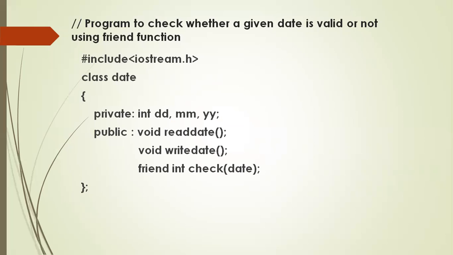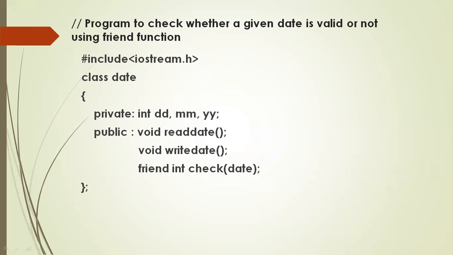And the next one is, if it's February and it's a leap year, in that case, the date value should be maximum 29. If it's February and not a leap year, in that case, the date value should be less than or equal to 28. If any one of these conditions fails, it means it's invalid.